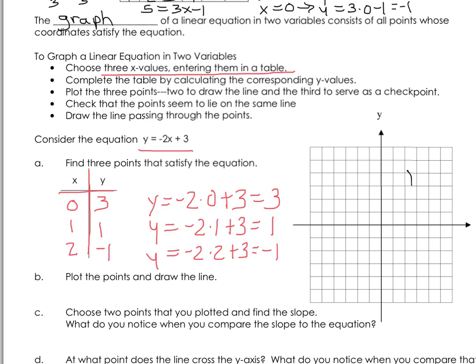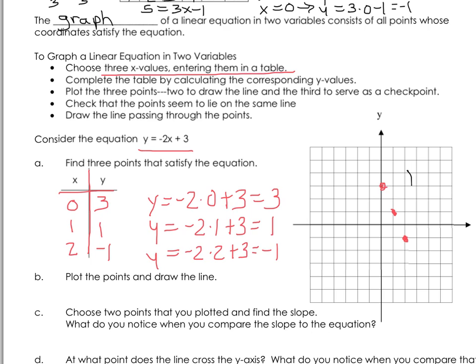It really only takes 2 points to determine a line. Once we put our point here at 0, 3 and our point at 1, 1, there's only one line that we can draw through those 2 points. So the third point, 2, negative 1, is our checkpoint. We plot all 3 points, and then we look at them and determine whether or not they line up.